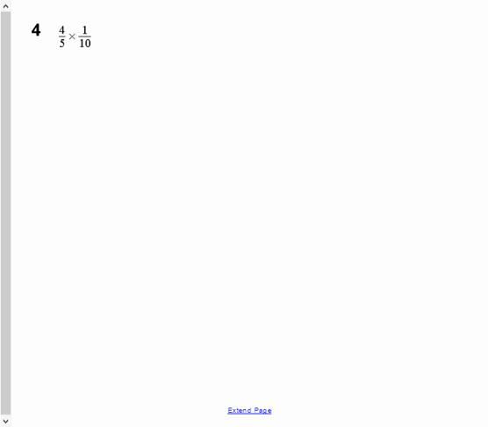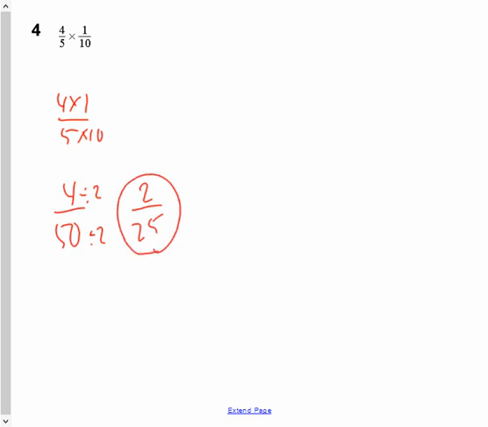However, when we multiply it, you could just multiply the numerators and multiply the denominators. And you could get the answer 4/50ths. And then you could reduce it by dividing both numerator and denominator by 2, and get your final answer of 2/25ths.